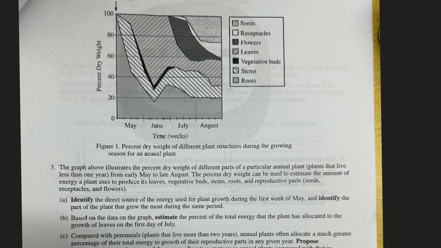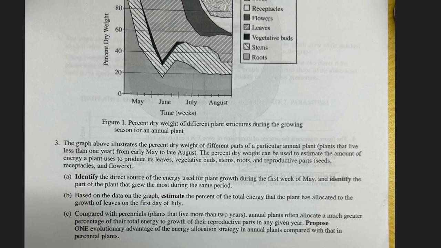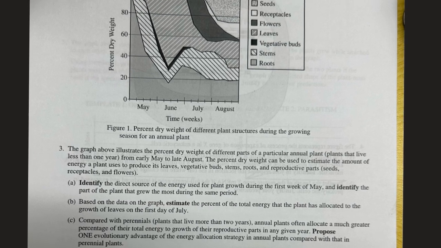All right. Now I'm looking at it, and it says, from May to late August, the percent dry weight can be used to estimate the amount of energy plants use to produce its leaves, vegetative buds, stems, roots, reproductive parts, seeds, receptacles, and flowers. Identify the direct source of energy used for plant growth during the first week of May. So here's May. There's May, first week of May. What is the direct source of energy?